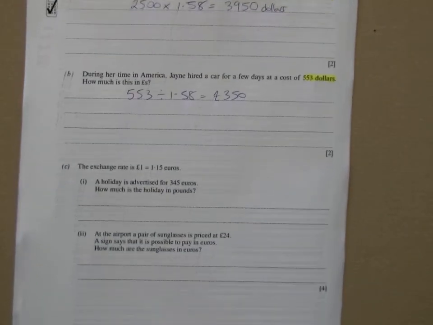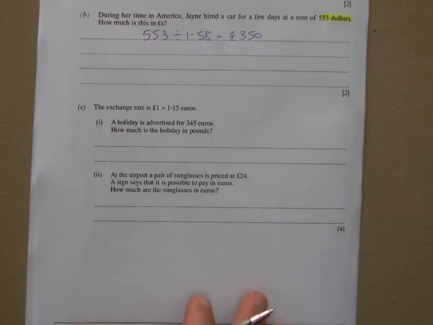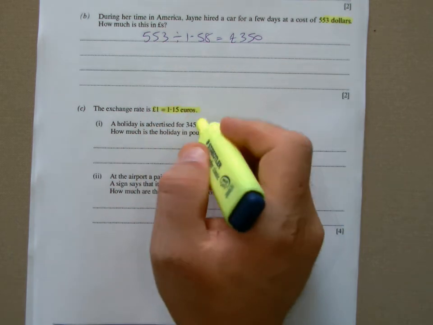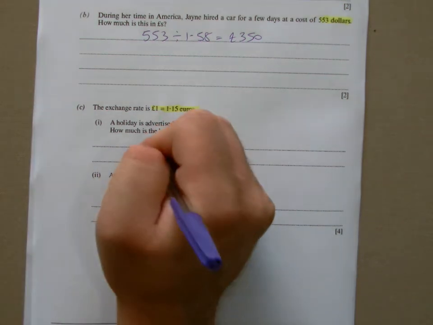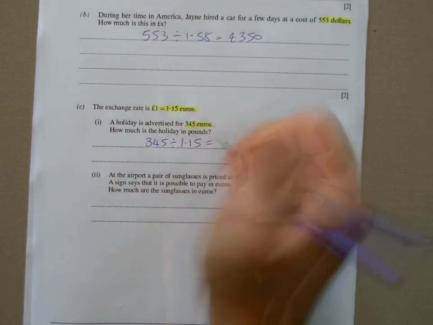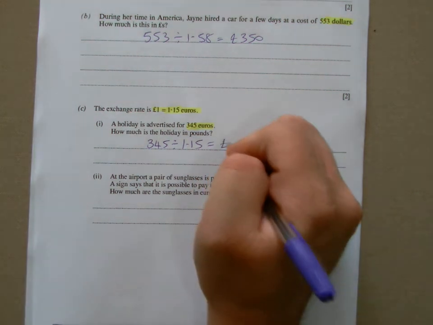exactly. Part C then, the exchange rate is £1 to 1.15 euros, so different question here. Okay, a holiday is advertised for 345 euros. How much is the holiday in pounds? So again, we're given the exchange rate to change our home currency into euros, and then they're telling us what the cost is in euros. So to change it back into pounds, remember to change it back, you've got to divide. We need to see how many 1.15 euros are in there. Okay, so we divide by 1.15, and on my calculator I get the answer out to be £300.